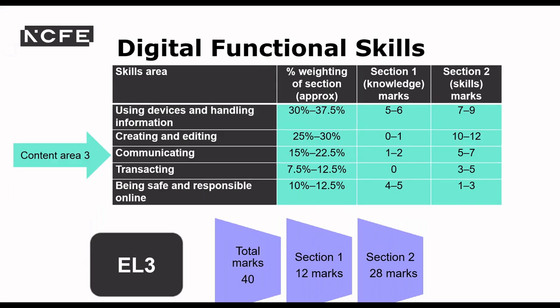Next, we have the weightings of the Digital Functional Skills Entry Level 3 assessment. For the digital functional skills, communicating is the third content area, and similar to the EDSQ, it makes up around 1/5 of the total marks, but this will vary depending on the paper. There are 1 to 2 marks available in the first section, which is similar to the EDSQ, and the remaining marks will come from the tasks in the second section, worth between 5 and 7 marks.